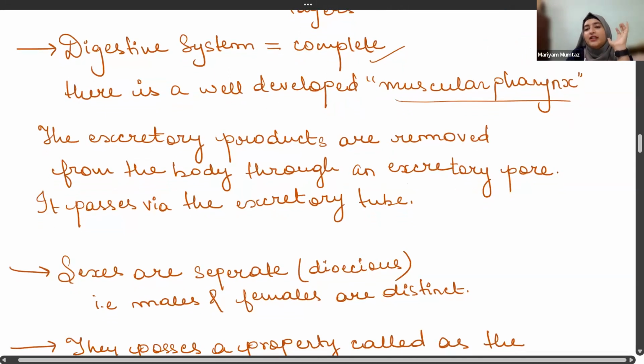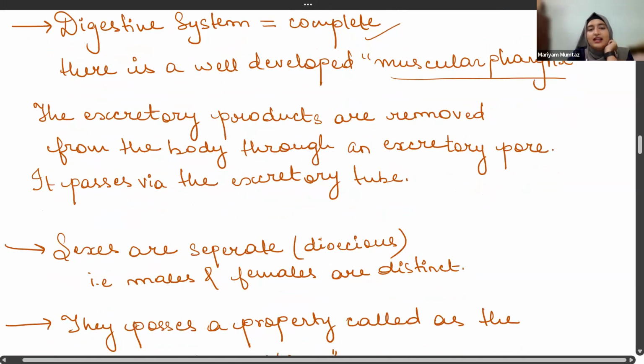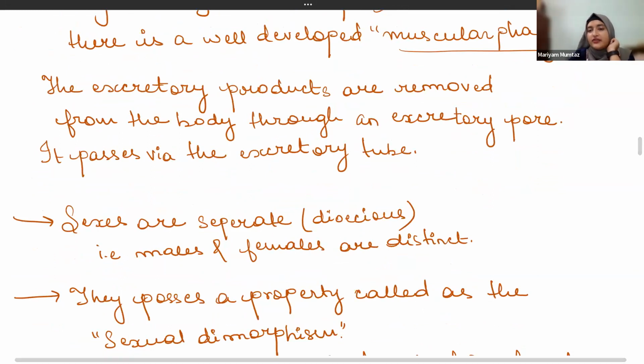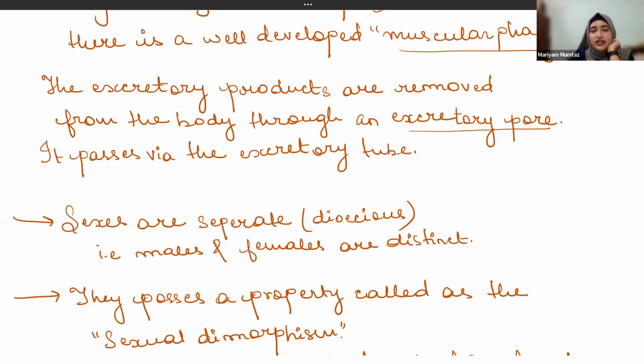So they have a well-developed muscular pharynx, and the excretory products are removed from the body through an excretory pore. So an excretory pore is there. Okay, and that pore is connected to an excretory tube. The tube finally ends at the excretory pore, and the excreta is released from the body. So they have a muscular pharynx for ingestion, and then they have an excretory pore for egestion.